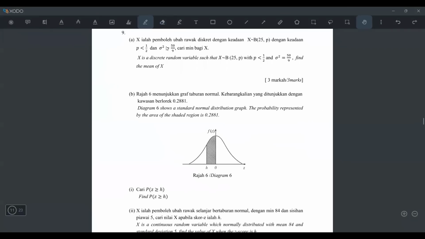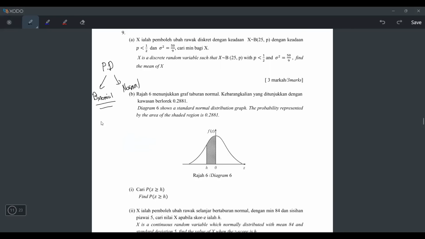Okay, let's go to question number 9. This is obviously which chapter? Probability distribution. So if it's probability distribution, there are two types. First is binomial distribution, and then we have normal distribution. If it's a binomial distribution question, we need to know the formula: the nCx, p power x, q power n minus x formula. And also the mean formula, variance formula, standard deviation formula. But if it's a normal distribution question, you have to refer to the Z value table. But let's read the question and see what they want.